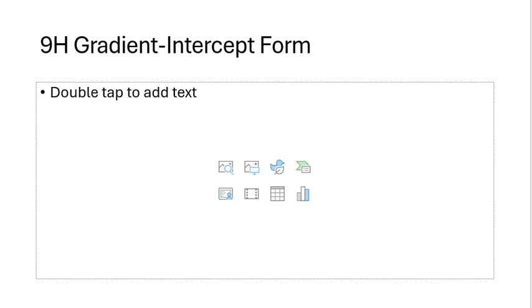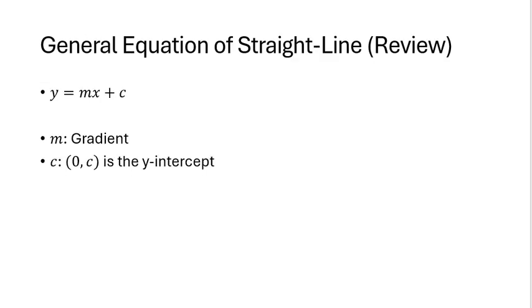Next is the gradient-intercept form. So just remember, this is the general equation or the rule of a straight line. Now your m is your gradient, your c value, aka your constant, is the y-intercept, okay? You can just say constant. Just call it y-intercept, okay? I prefer y-intercept.